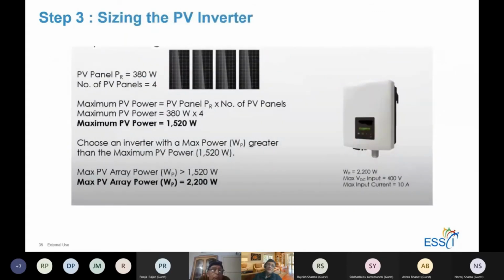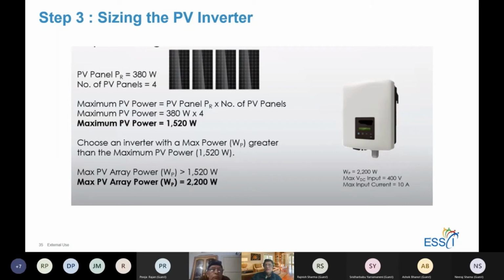When you have to come to the PV inverter, you know your PV power. Typically you multiply this up by say 20%, 25%, and select an inverter with a power rating which is greater than the power rating of your input PV.